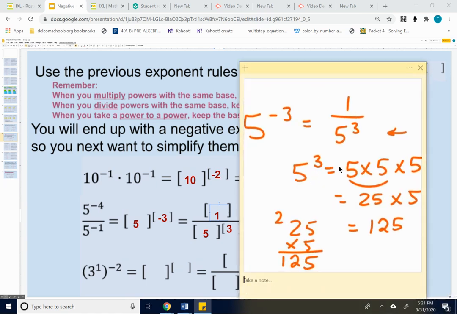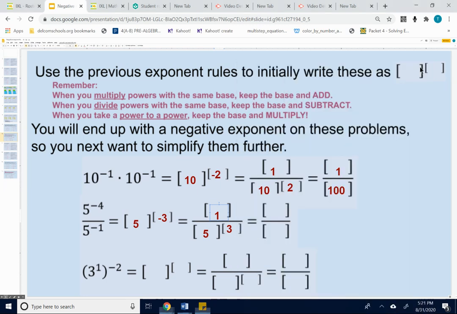Okay, 5 to the third, you take 5 times 5 times 5. Okay, 5 times 5 is 25. And then when you take 25 times 5, you get 125. Okay, so the final answer is 1 over 125.